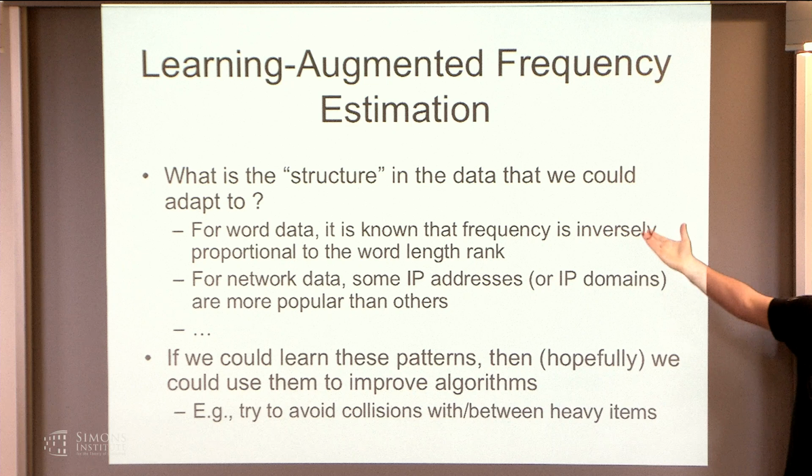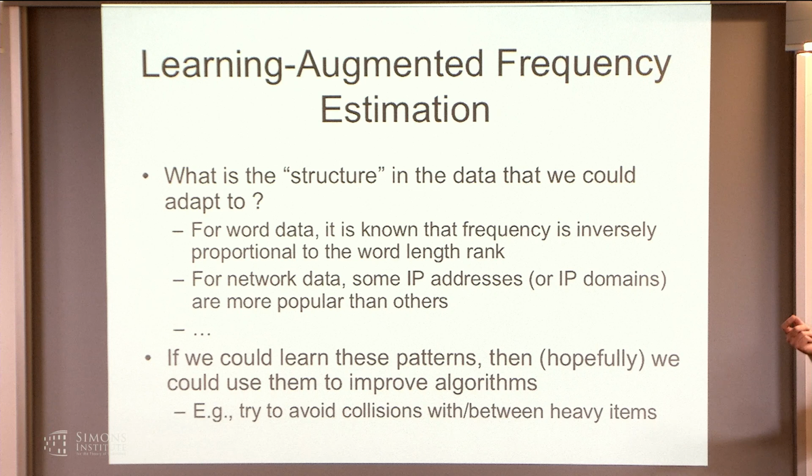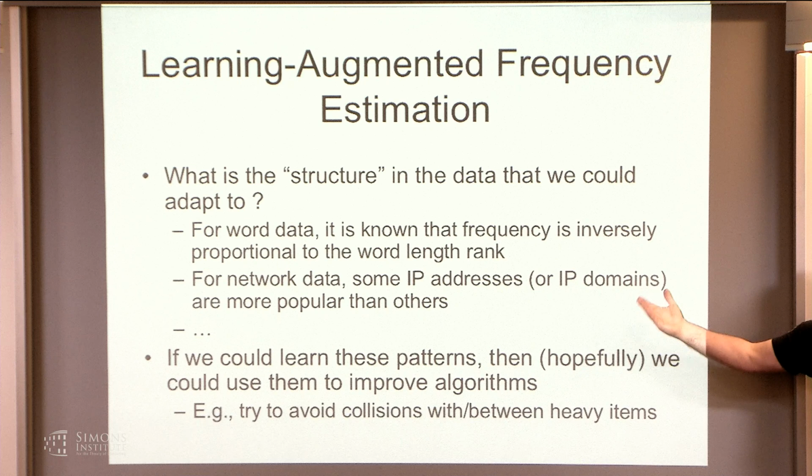If we know roughly what the heavy hitters are, then we can try to use this information. In particular, one natural approach is to avoid collisions of heavy hitters with other items, or heavy hitters with each other, because whenever heavy hitters collide, they create lots of error. So if you can somehow reduce it, then in principle we could improve the accuracy.